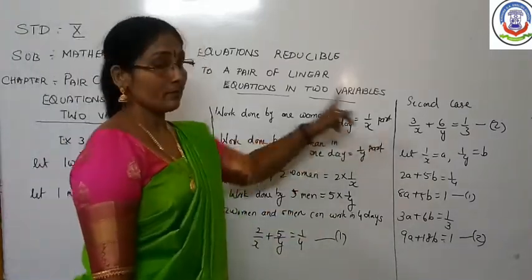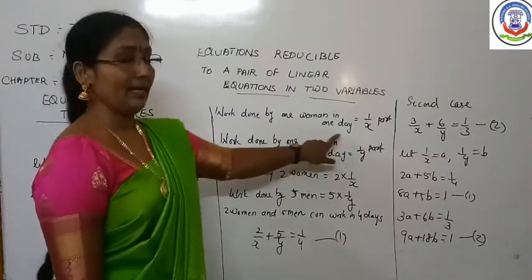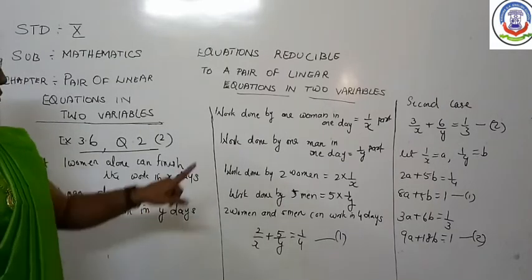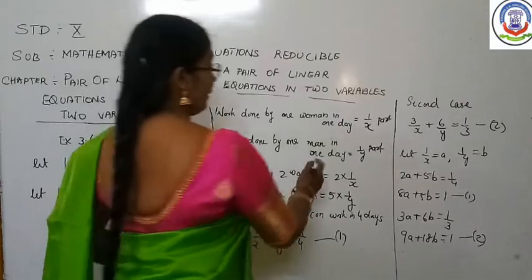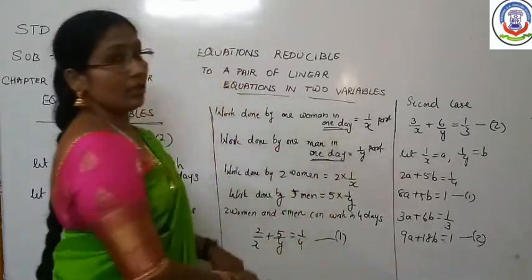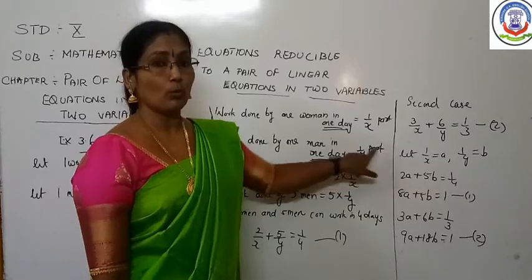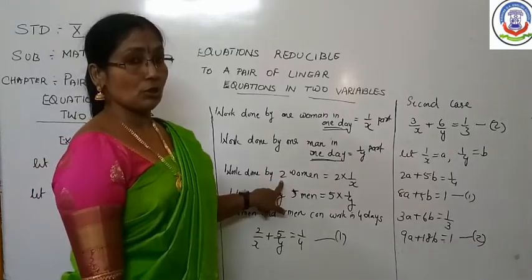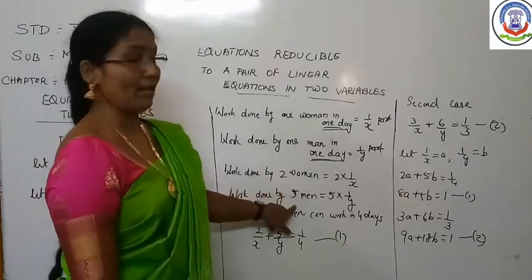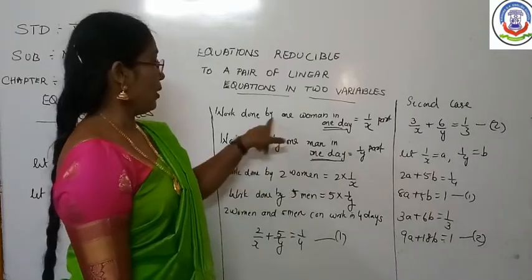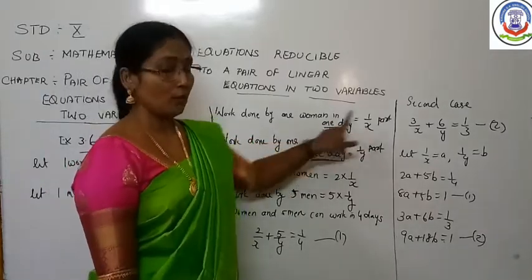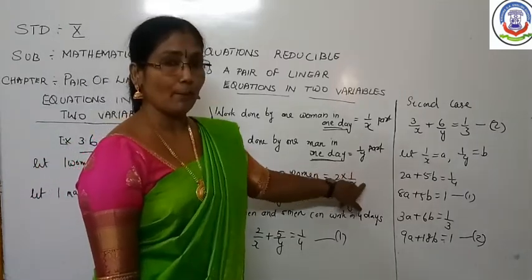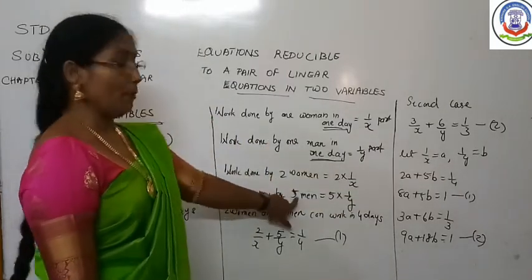Similarly, work done by 1 man in 1 day. In y days he can finish 1 work. But our question is the work done by 1 man in 1 day. How much is he going to complete? So how much part? 1 by y part. Now this much is completed. Then after that, the first part is given that 2 women and 5 men. Work done by 2 women: 1 woman in 1 day will do 1 by x part, so work done by 2 women will be 2 into 1 upon x. Work done by 5 men in 1 day.